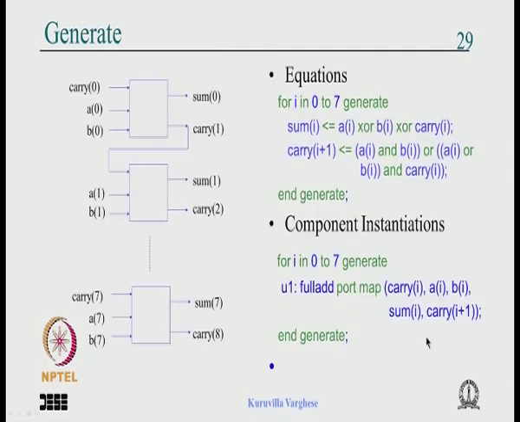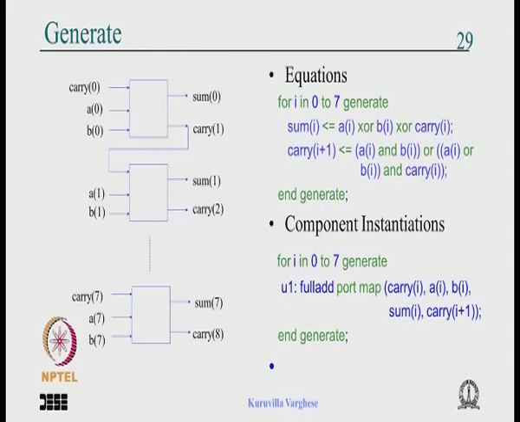So let us see how we can write a generate loop for this. The syntax is for I in 0 to 7 generate. I is an indexing variable which is used temporarily for expanding this. You could even say 7 down to 0, it does not matter, it should work normally either way.